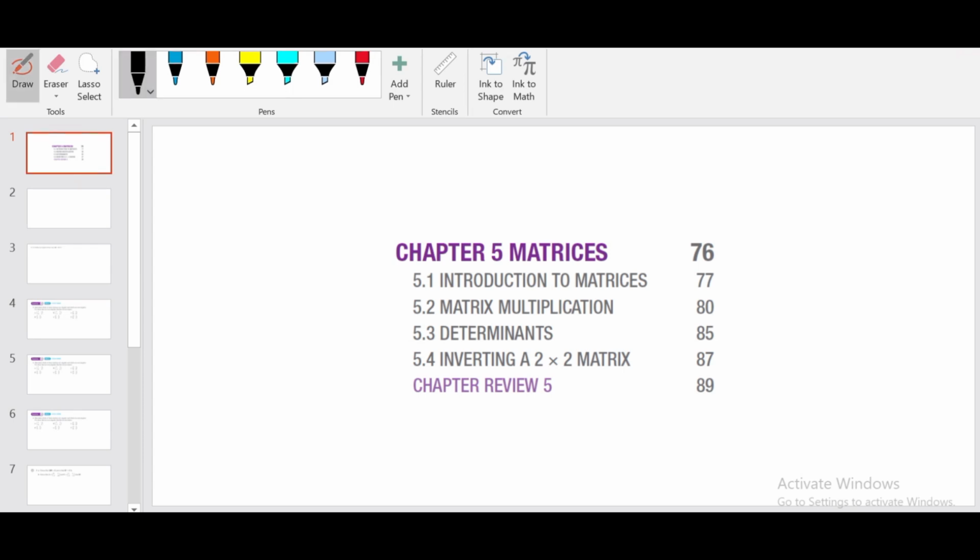We have completed 5.1, 5.2, 5.3. Here we are going to learn inverting a 2 by 2 matrix, basically the inverse of a matrix.